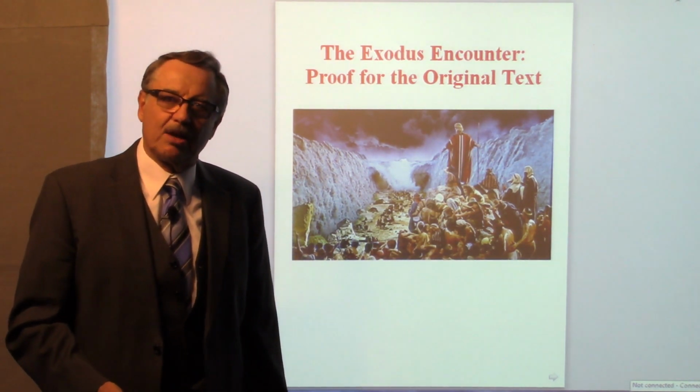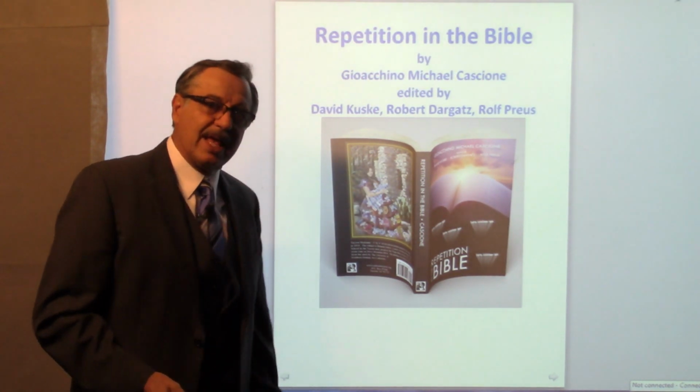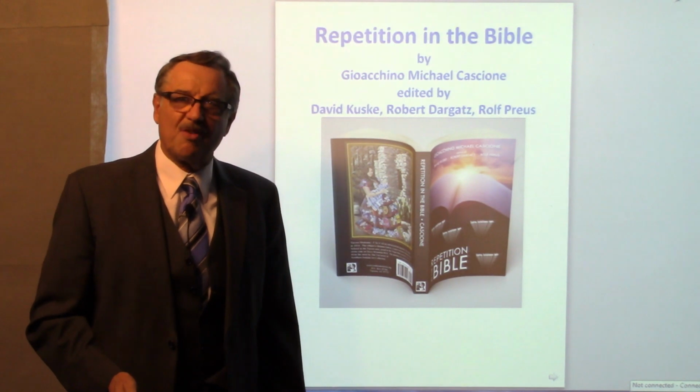My name is Gioacchino Michael Cascione. I'm the author of Repetition the Bible. It's edited by David Kuski, Robert Doggett, Rolf Preuss.